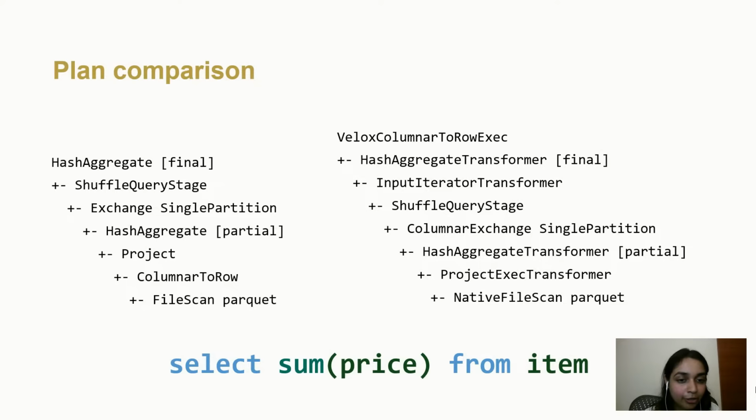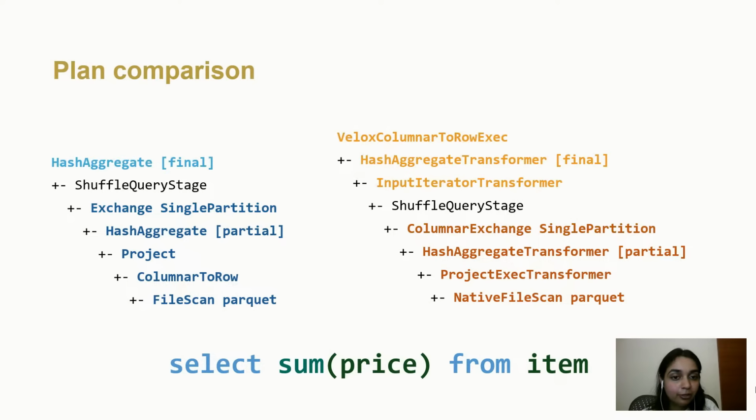So step one, you can see file scan getting converted to native file scan. And then step two, you can see columnar to row and project is replaced by a single project exec transformer, meaning it is a native project. Then step three, hash aggregate is replaced by hash aggregate transformer. Step four, your exchange is then replaced with a columnar exchange.